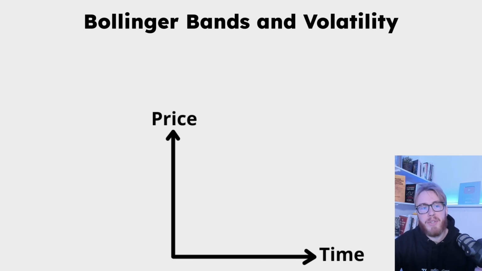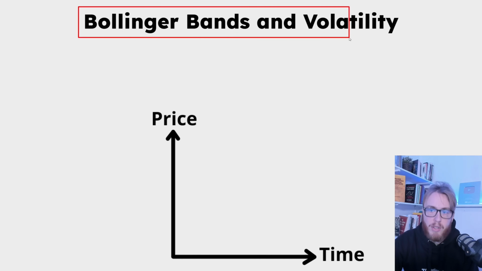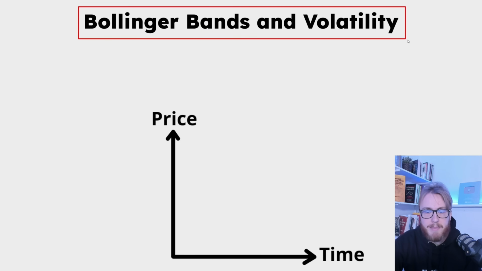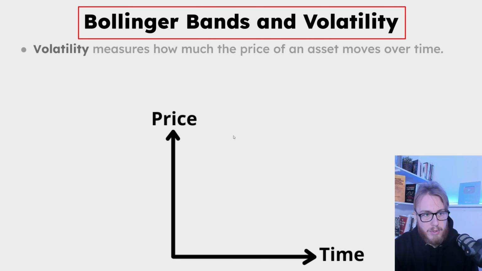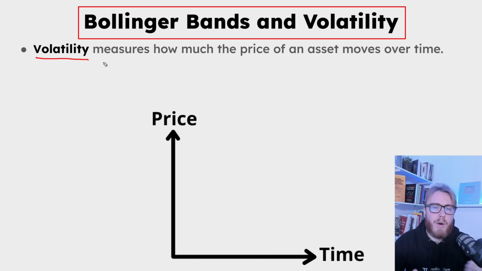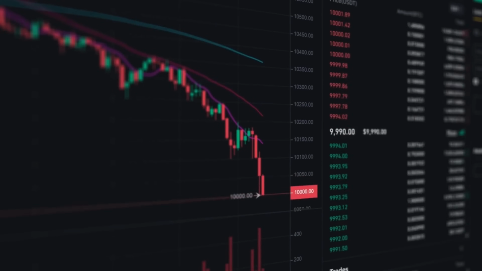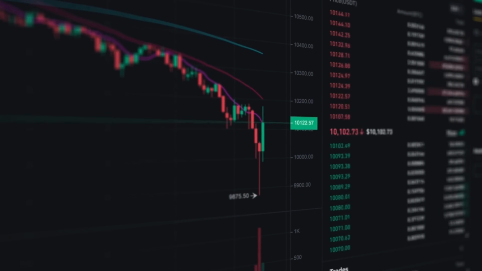But alright, so now I want to dive a little bit deeper into Bollinger Bands and volatility. Being able to understand volatility is very key if you want to use Bollinger Bands effectively, so this slide is important, but I will keep it as simple as possible. So first of all, we need to understand what volatility measures. And in simple terms, volatility measures how much the price of an asset moves over time. So how much is the price moving?